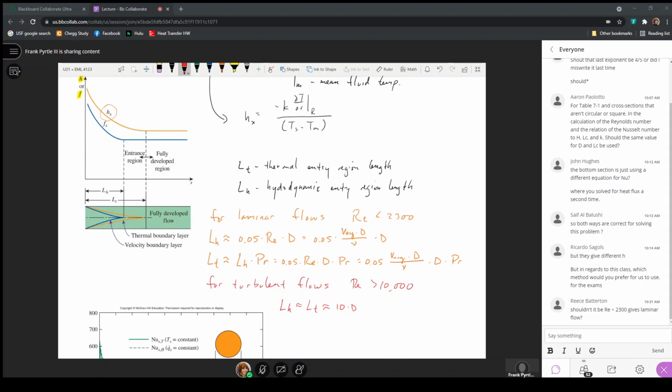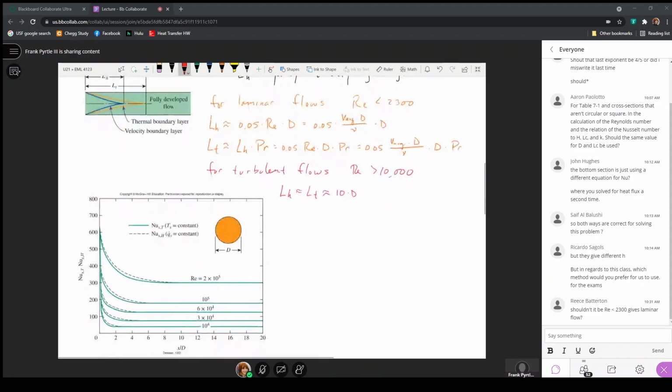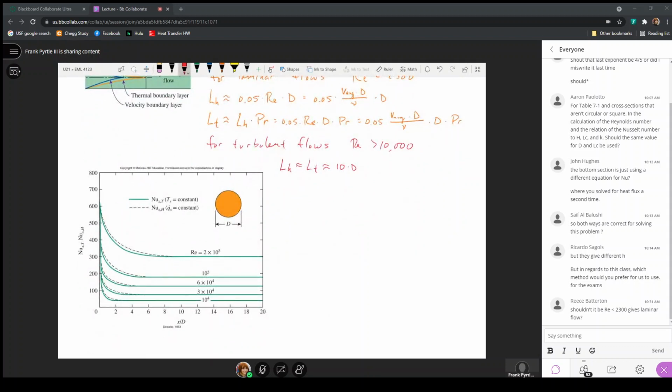So these designations of the length required for the heat transfer coefficient and the friction factor to become constant are things that we use when we're making calculations for an actual pipe. So is it laminar or turbulent? And is it fully developed hydrodynamically? And is it fully developed thermally? Now here's a plot from a figure from your text. I think it's figure 8-9.